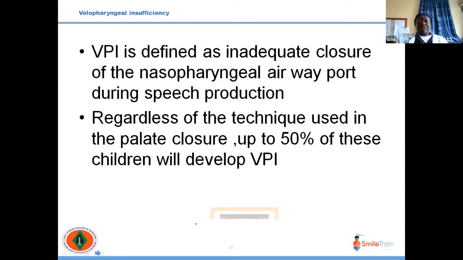So velopharyngeal insufficiency is defined as inadequate closure of the nasopharyngeal airway port during speech. And we are saying that regardless of the technique that is used in the palate closure, up to 50% of these children will develop some form of velopharyngeal insufficiency. It can be mild, it can be moderate, it can be severe, and in most cases it will necessitate a second pharyngeal surgery. I know that at some point we had a discussion with the speech and language therapist, and he talked about this.